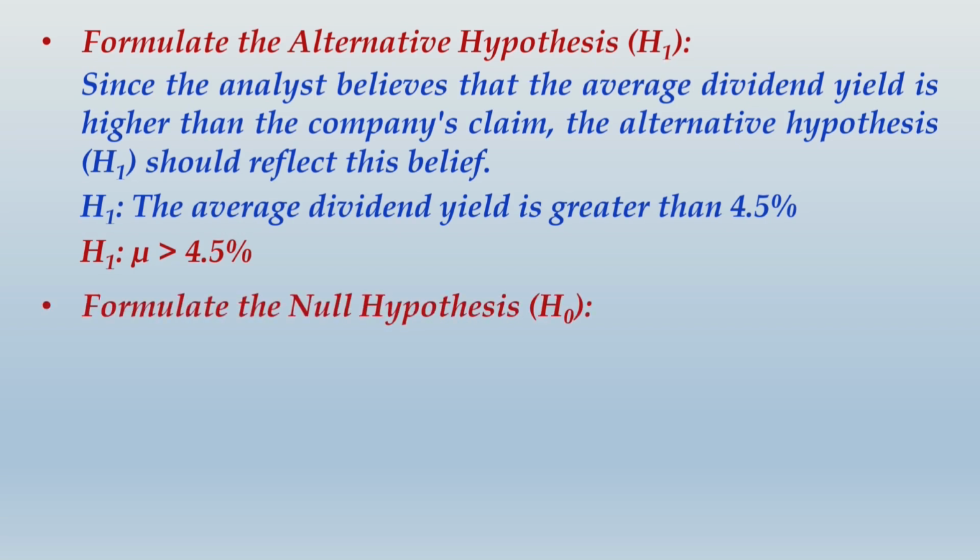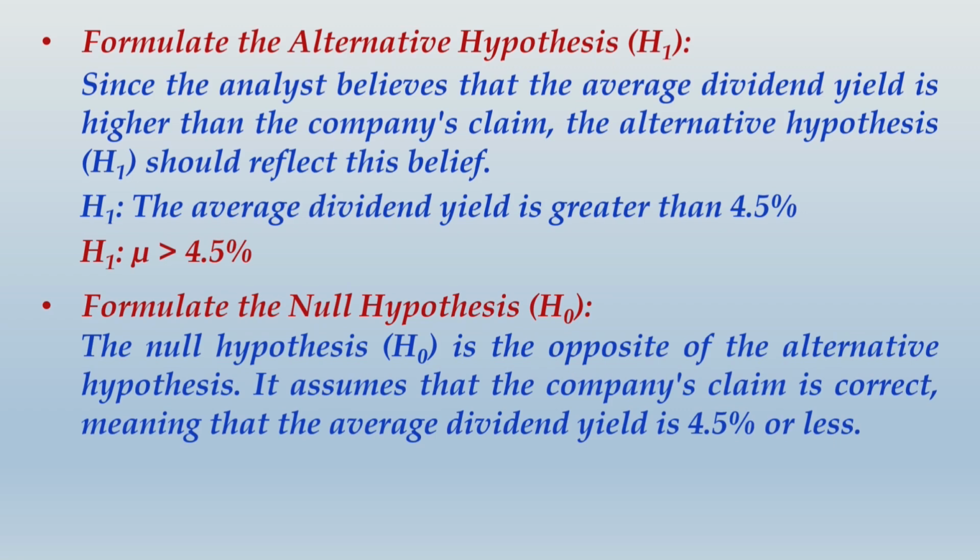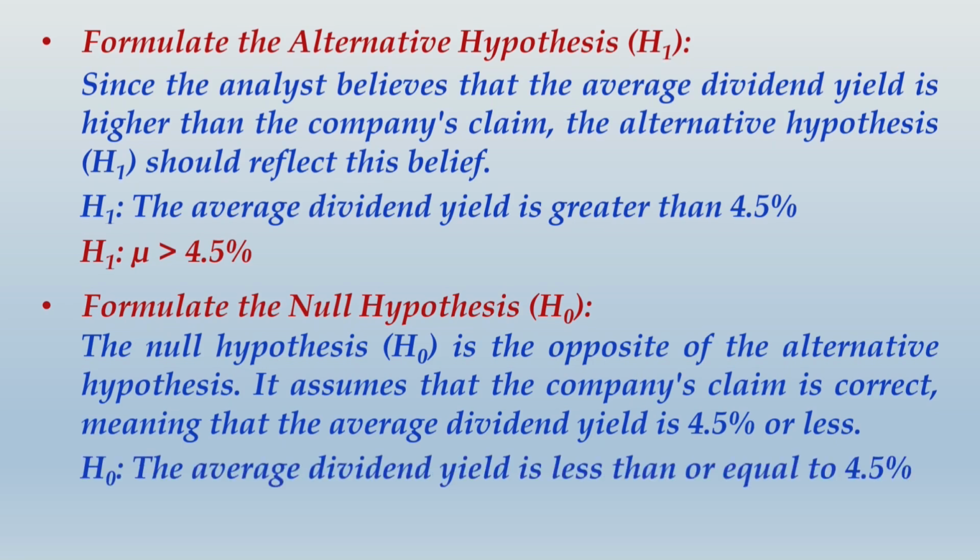Then comes formulation of the null hypothesis. The null hypothesis H0 is the opposite of the alternative hypothesis. It assumes that the company's claim is correct, meaning that the average dividend yield is 4.5% or less. So mu, the average dividend yield, is less than or equal to 4.5%. In other words, technically mu less than or equal to 4.5%. So please write up this as well and then I take you ahead.